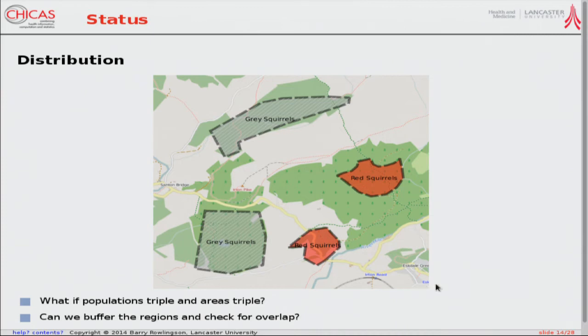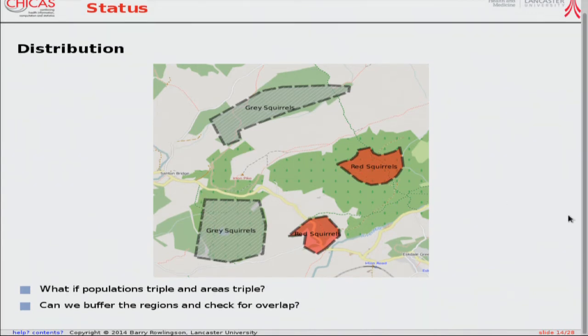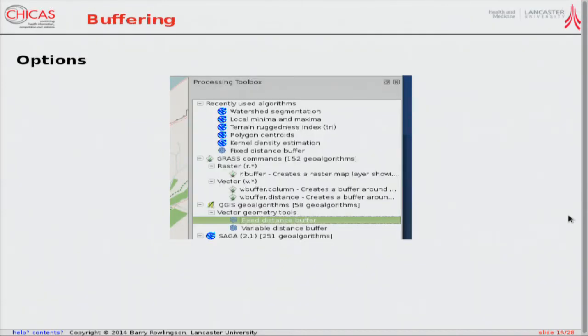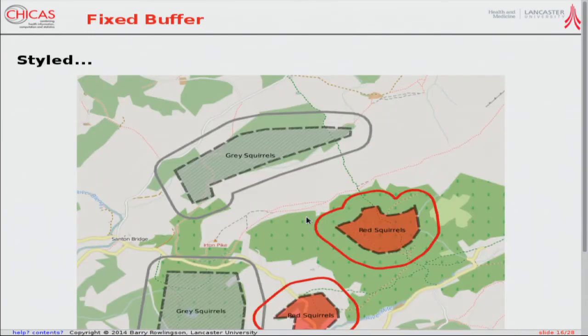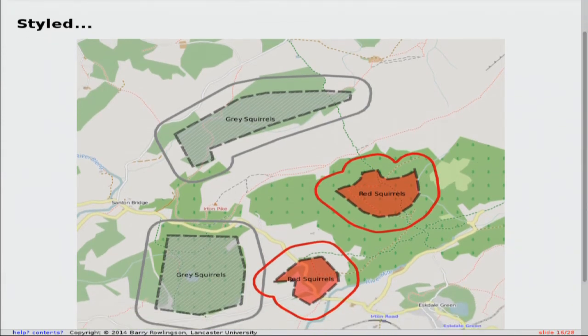So let's have a little fictional scenario. I've got an area where the red squirrels are, an area where the greys are, or two areas. And what I want to do is, if the populations were to triple and the areas were to triple, are these two species going to start overlapping? Now, QGIS has a whole toolbox, including grass functions, Saga GIS functions, all integrated within it. And it's got its own little set of buffers functions. So you can draw a fixed distance buffer around each region if you want and see if they overlap. But that's a fixed distance buffer. That's not scaling the area up.